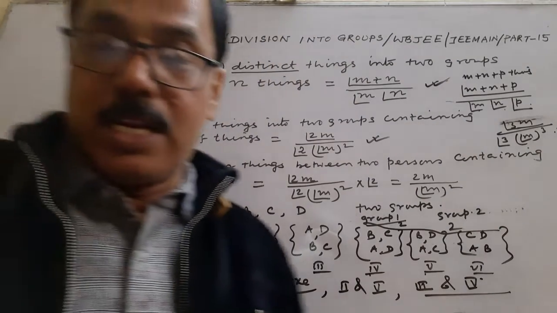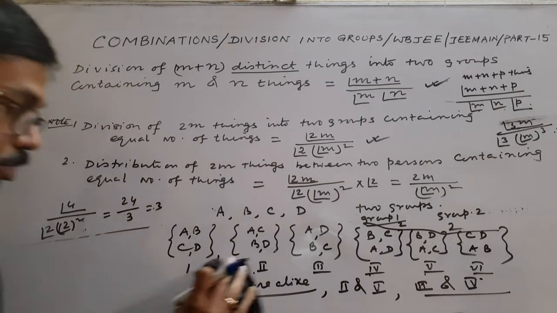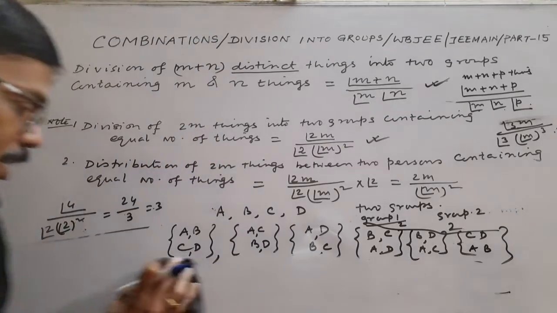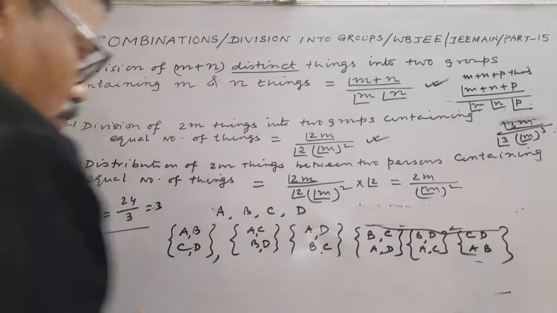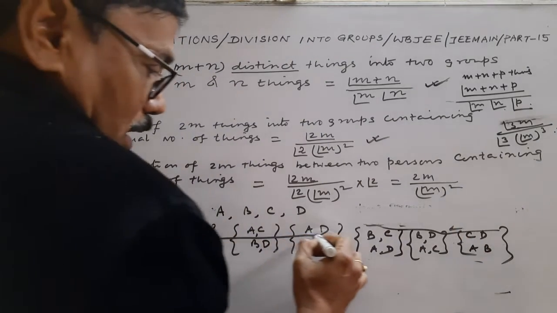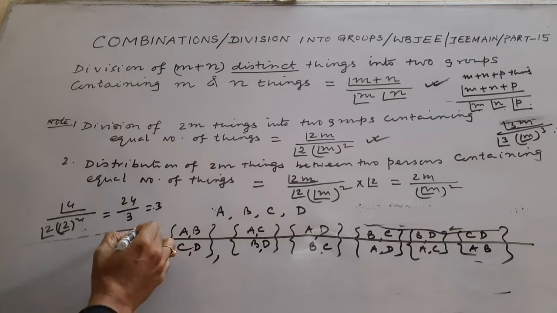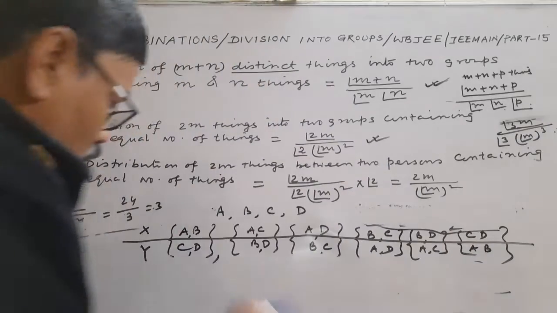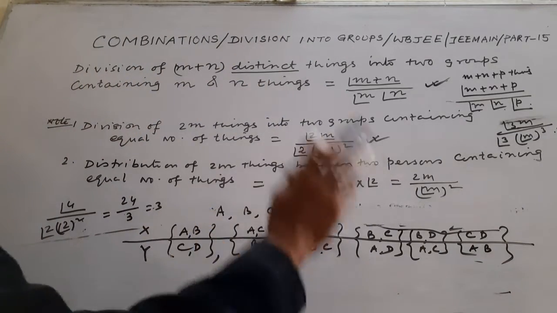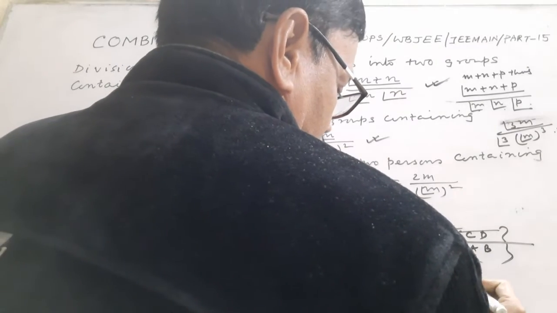Now look at an interesting observation. If A, B, C, D are 4 things, and you divide these things between two persons, suppose the upper one is distributed to x and the lower one to y. Then we are getting AB, AC, AD, BC, BD, CD. So none is the same. So how many are we getting? 6.